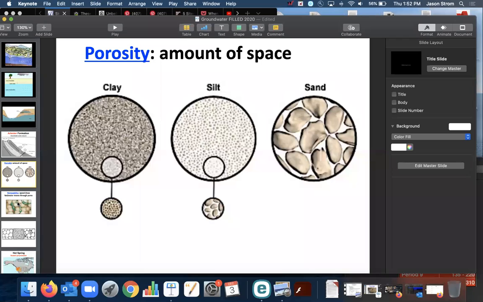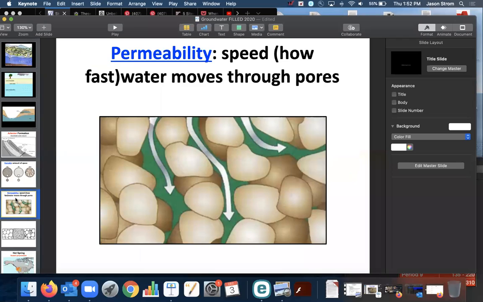Closely related to porosity is permeability. So porosity, we're talking about the space between pieces of sediment. Permeability is how fast water can move through those spaces. So the bigger the spaces, the more water can flow through it. It's pretty basic stuff there. If something has a real big hole, lots of stuff can get through it. So different rocks have different levels of permeability. Some let water move through more quickly than others. Some don't let water move through it at all.